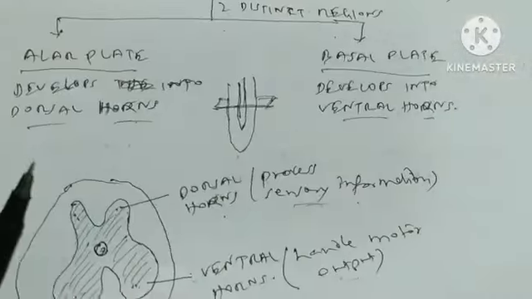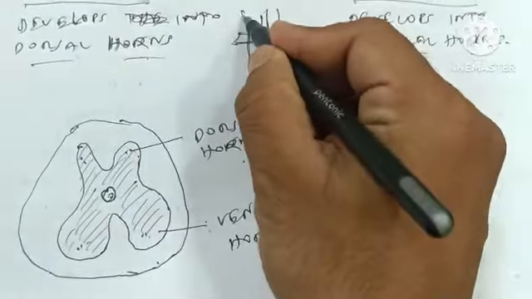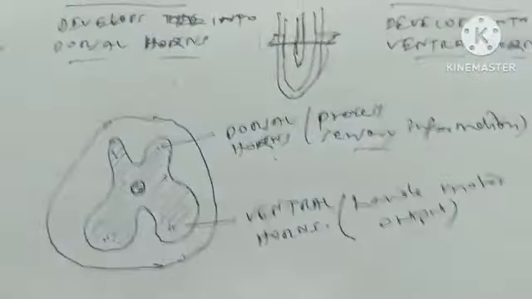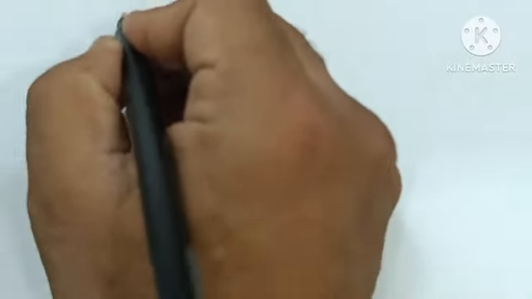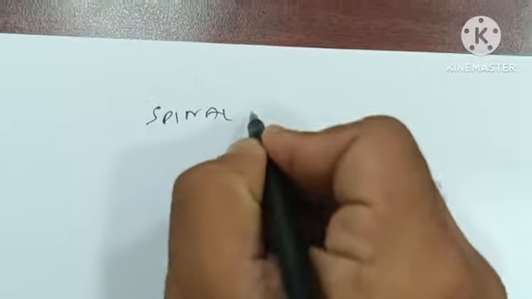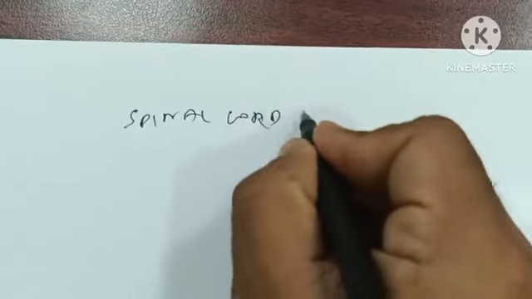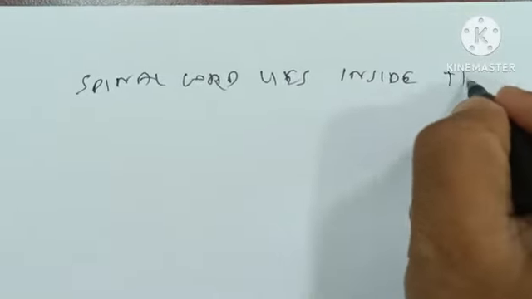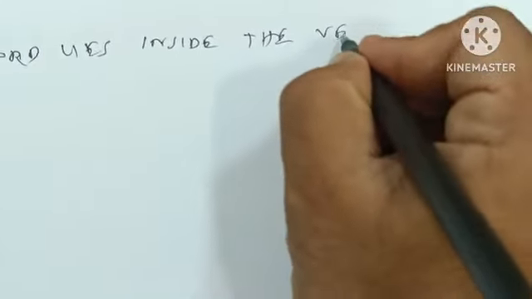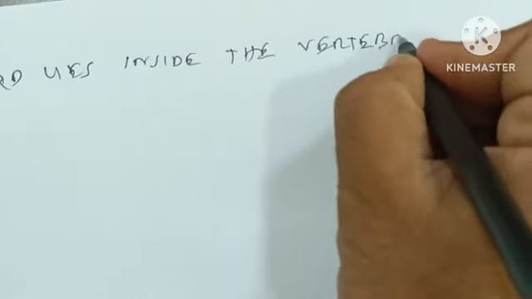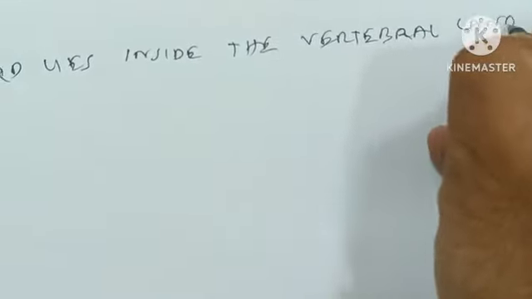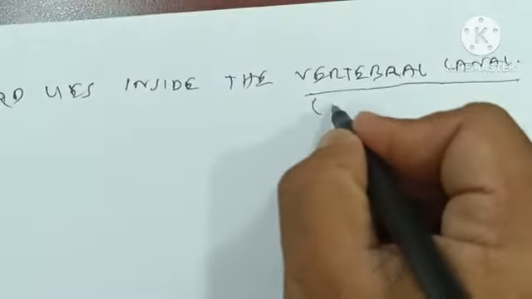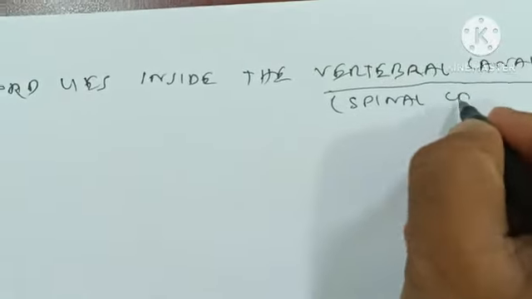Okay. Now this spinal cord lies inside the vertebral canal. Now what is the vertebral canal? Let me write it down. Spinal cord lies inside the vertebral canal. Now the vertebral canal is also called the spinal canal.